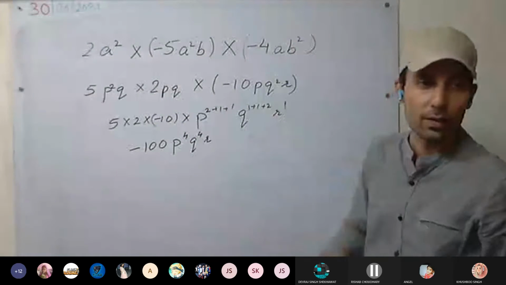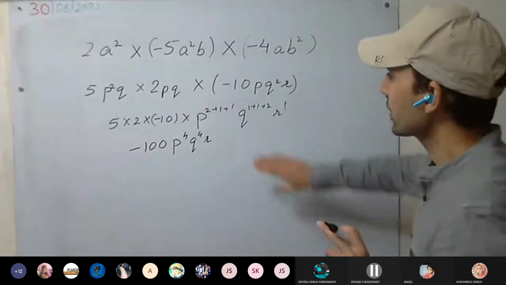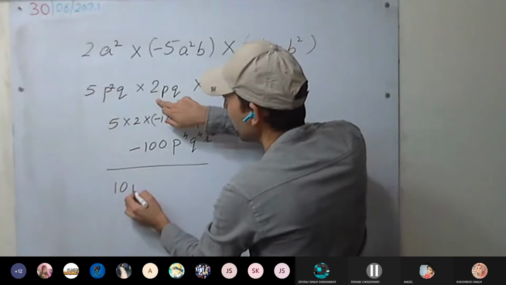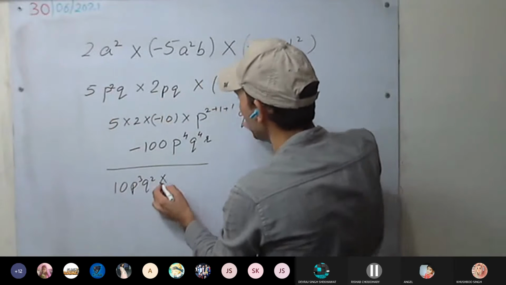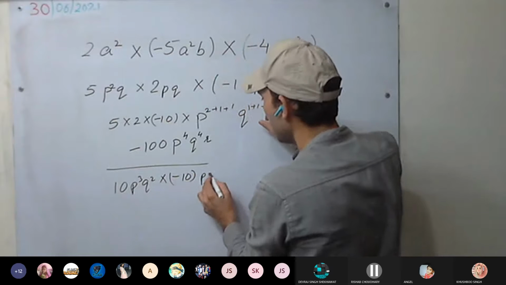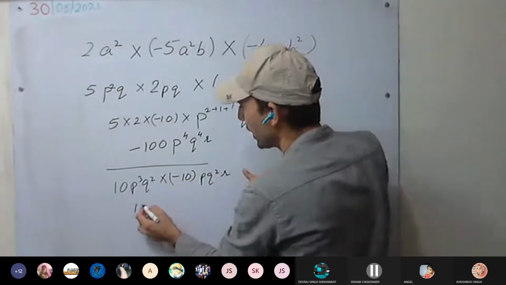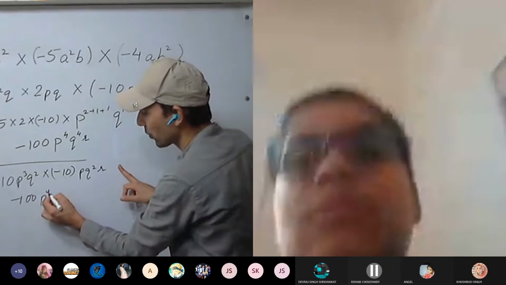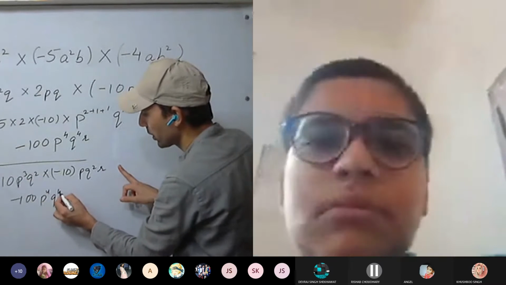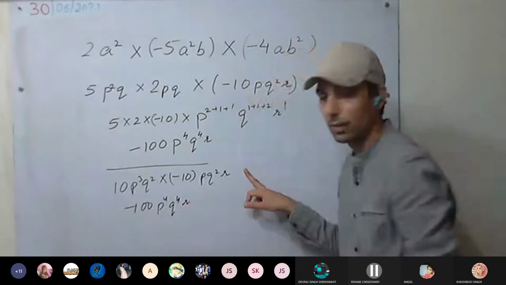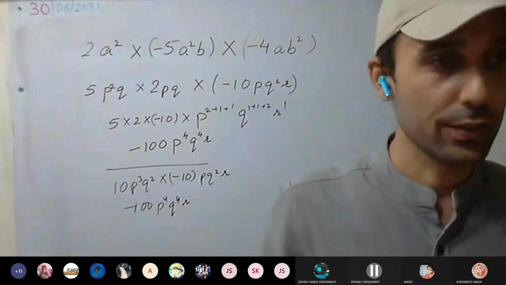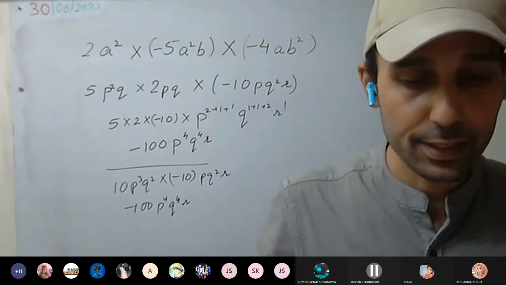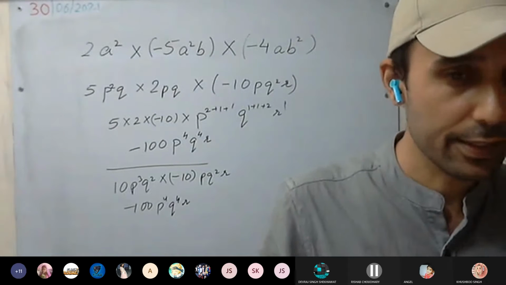Okay, this is clear. Or else you can multiply these two terms first. So it will be 10 p cube q square into minus 10 p q square r. So 10 into 10 is 100, minus sign. P cube into p raised to power 4, q raised to power 4, and r. It's up to you what method you want to use. Whichever method seems easy, you can follow. Okay, this is clear.